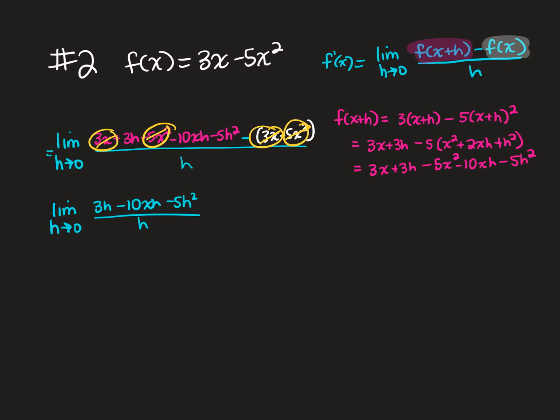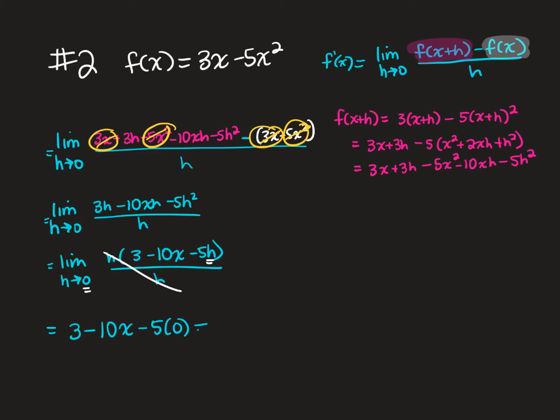And then again, I know that by doing so, I can factor out an h. So 3 minus 10x minus 5h, because that allows me to use that giant 1 to get rid of the h in the denominator. And that allows me to substitute in 0 for h. Okay, so now I've got 3 minus 10x minus 5 times 0, which is just 3 minus 10x.